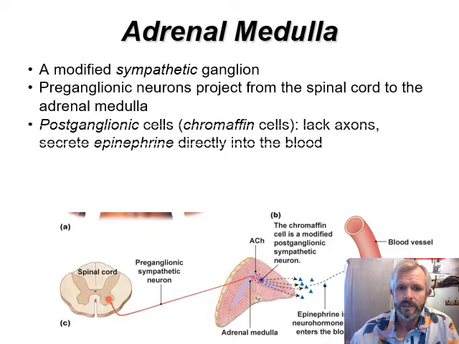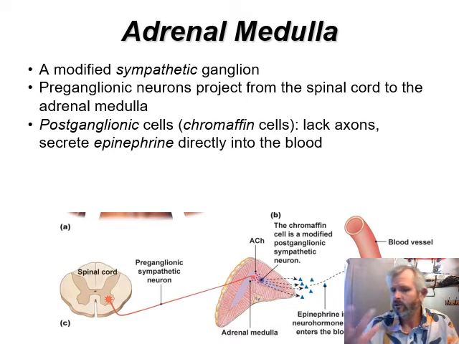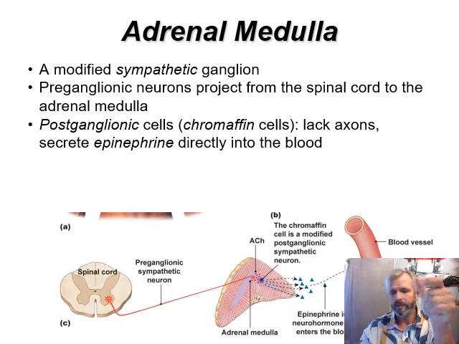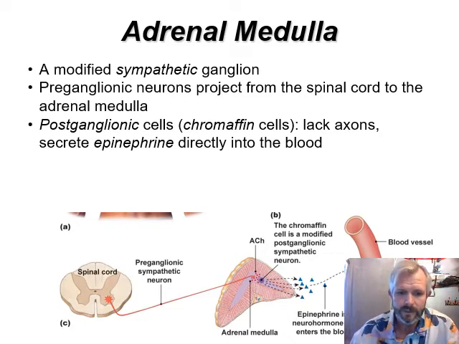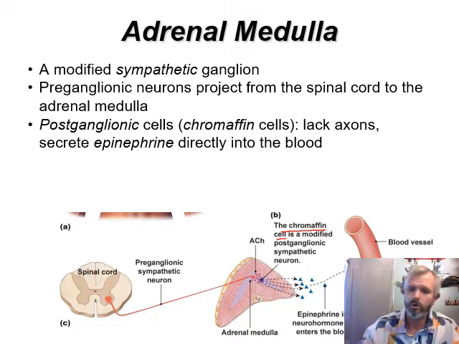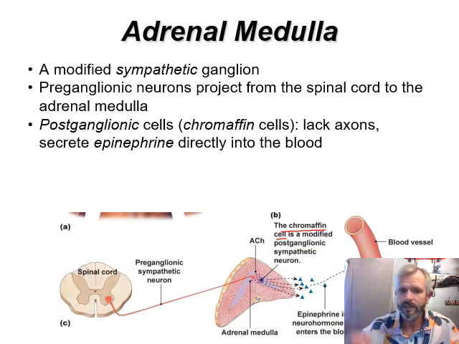Here's a better look at it. So in this case, now a little bit different setup, because typically where do we usually synapse? We synapse in that sympathetic chain ganglia. Here, we're leaving and heading all the way out to the adrenal gland before we synapse with the postganglionic cell. In this case, the postganglionic cell is this chromaffin cell, which is a modified neuron, and it's going to release epinephrine. We're going to release a neurohormone because we're releasing epinephrine into the bloodstream.